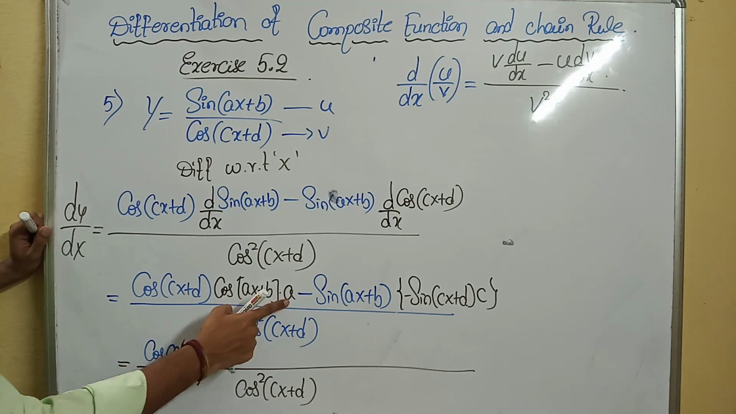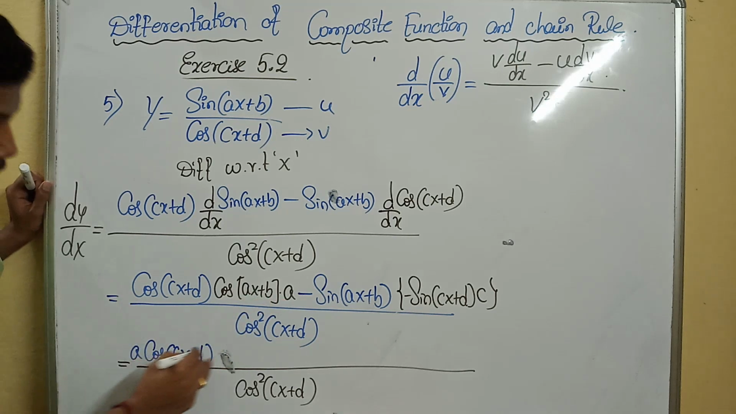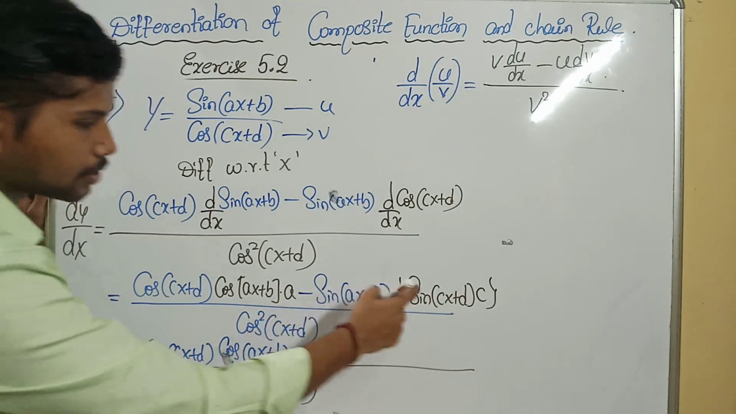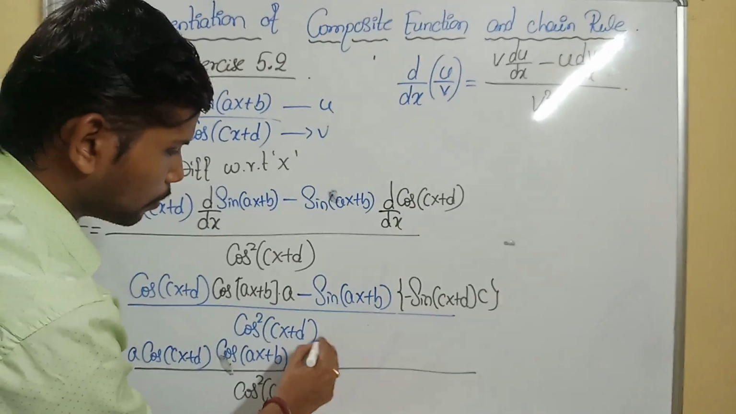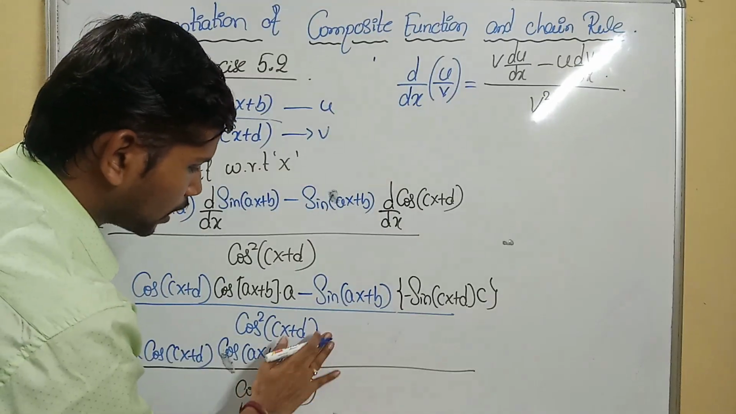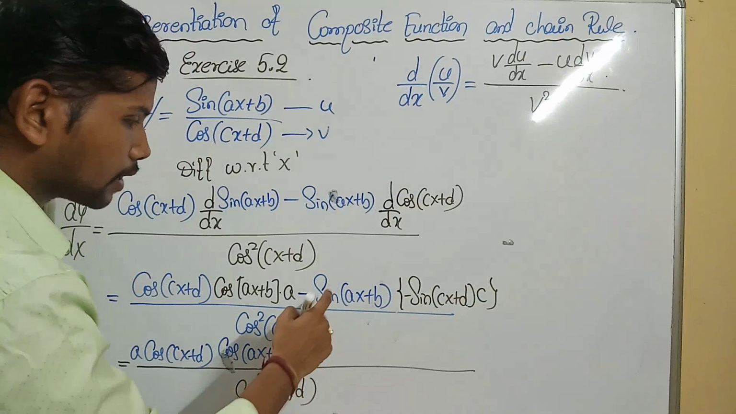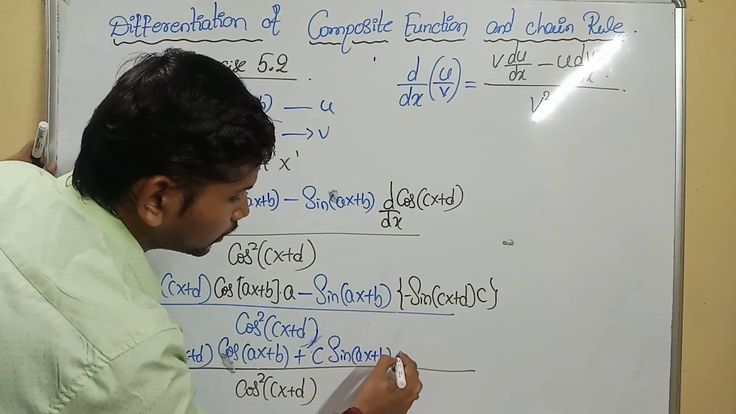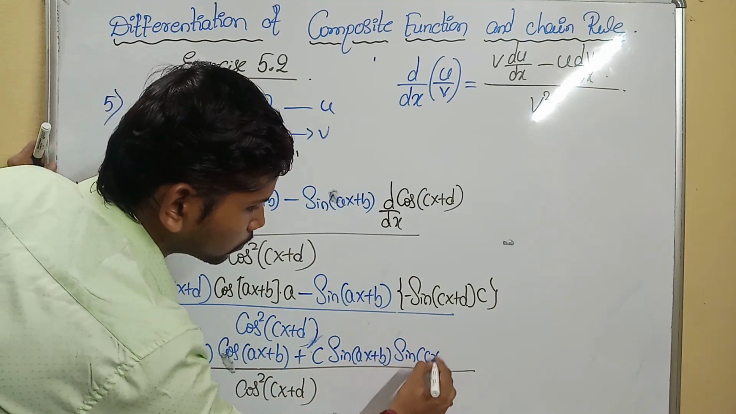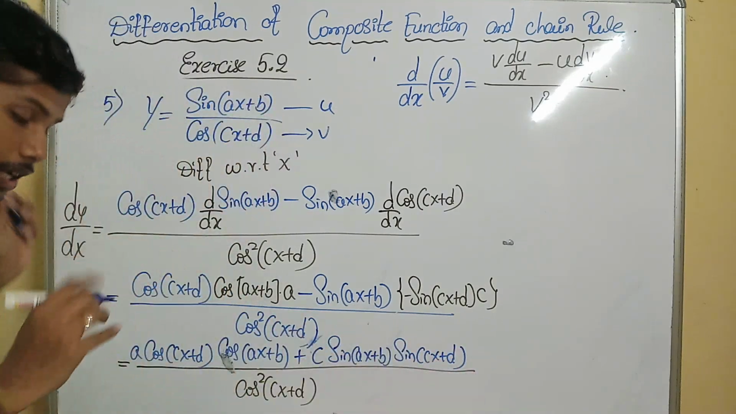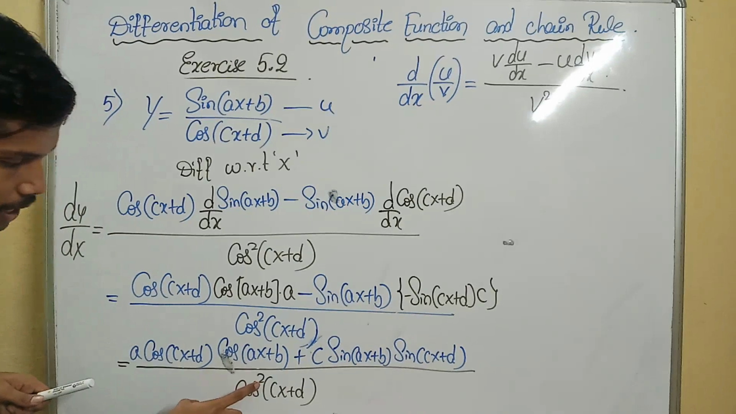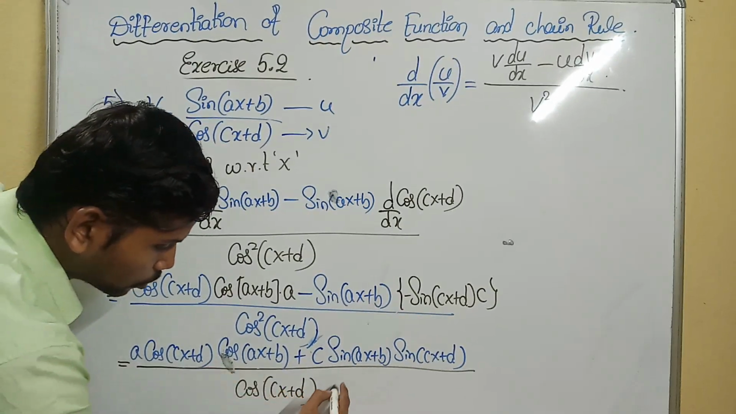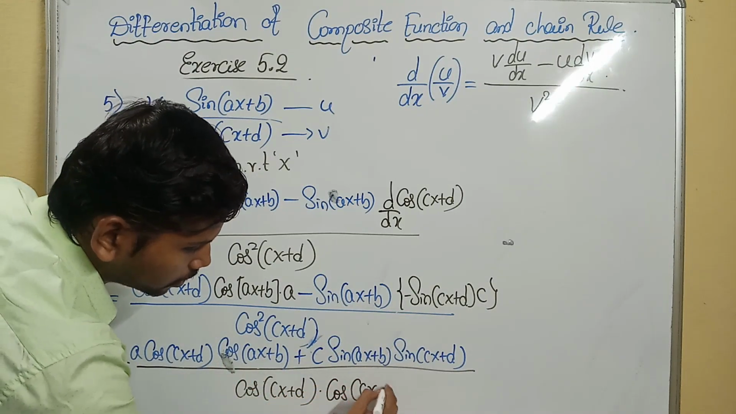Okay, now here a I'd like to write initially. Next cos of ax plus b. Okay, minus into minus will be plus. It will be, first of all, I'd like to write here c first. After that, sine of ax plus b into sine of cx plus d. Okay, concentrate on this part. Cos square is there, means it will be cos of cx plus d into cos of cx plus d.